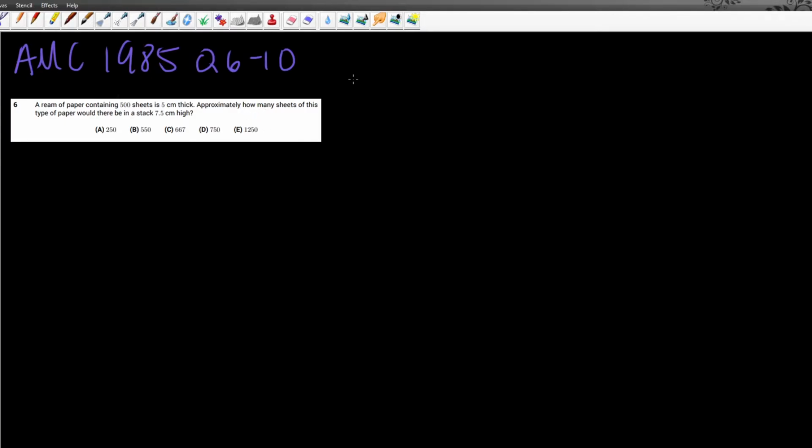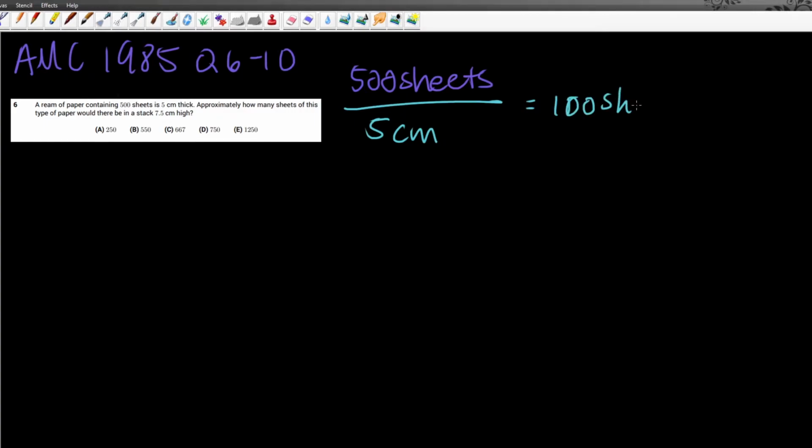So for this question, we could do 500 sheets divided by 5 centimeters, so we get 100 sheets per centimeter. Now we can use this and go back to the question. So we get 100 times 7.5, so we get 750. That is our answer, 750.